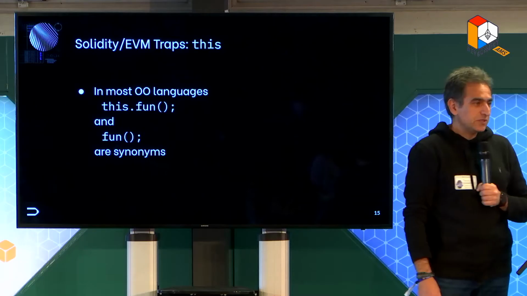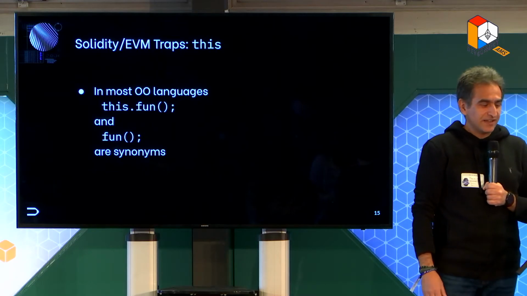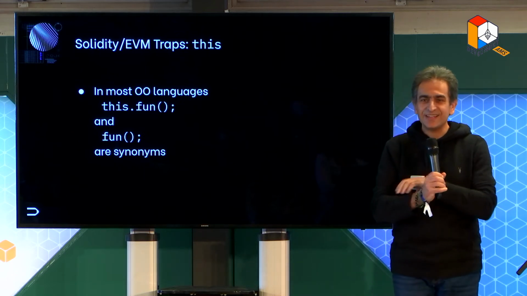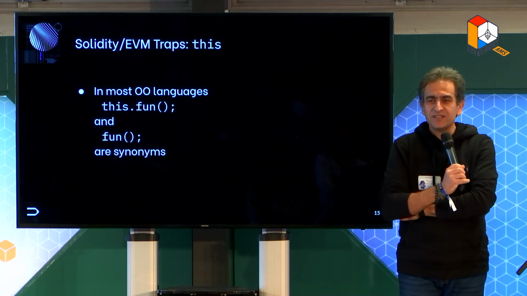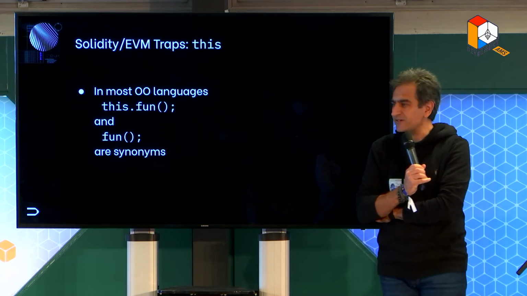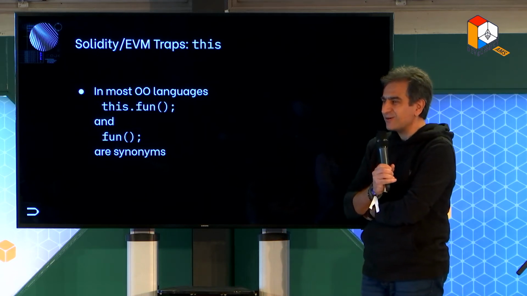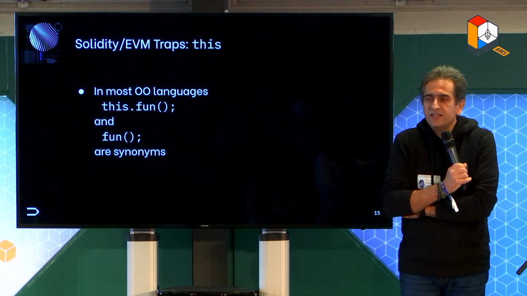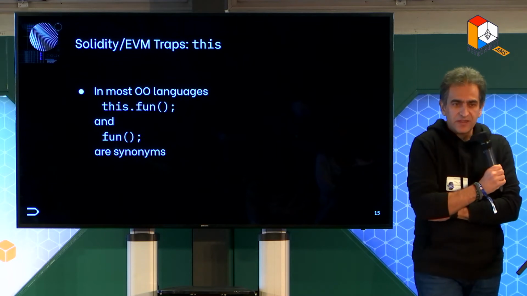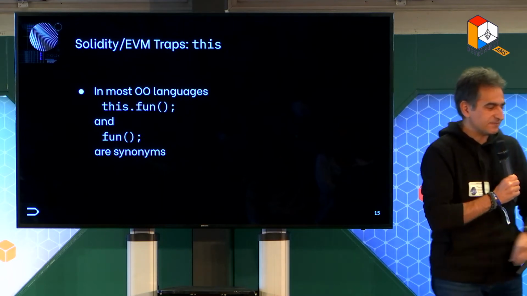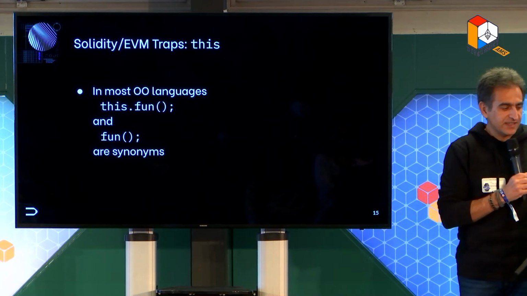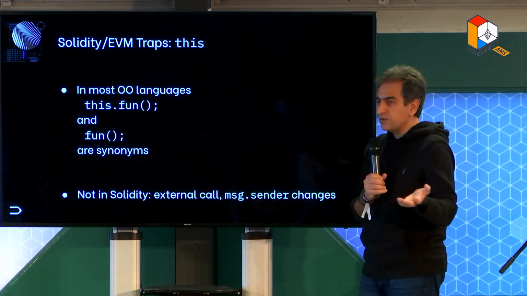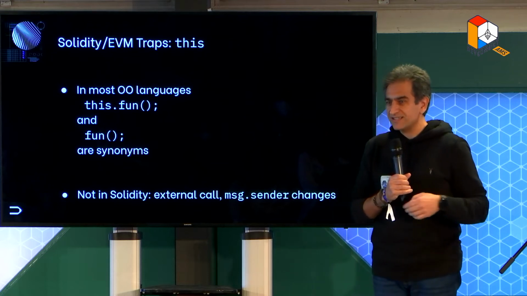So in most object-oriented languages, when you say this.fun and fun, they are the same thing. That's what we are taught in our second year when we first see C++ or Java or anything. So that's kind of a given, right? Well, as you all know, that's not a given in Solidity. These are two extremely different things. One is an external call. It starts a new transaction. The other is not an external call.